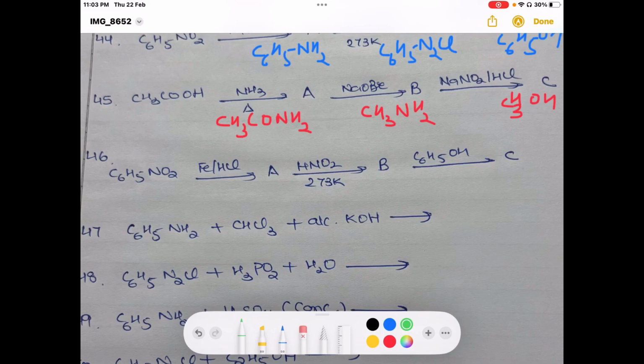C6H5NO2 with Fe/HCl forms C6H5NH2. With nitrous acid, diazotization takes place, so it gives C6H5N2Cl. And this with phenol gives an azo dye. So it is phenol, hydrogen of this gets removed, so N2, azo dye, which is orange in color.